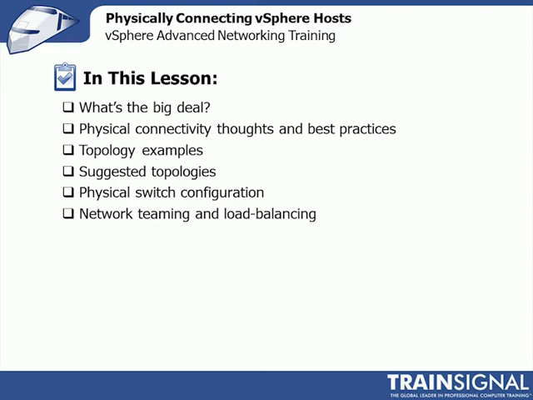Move into physical connectivity thoughts and best practices. Just some things that I see, common areas of confusion, and some best practice recommendations. Give you some topology examples, some suggested topologies, then we'll go through the physical switch configuration for how you configure those ports that connect to the vSphere host, and finally, network teaming and load balancing, which is one of those areas that usually causes some confusion and misconfiguration, so we'll spend some time there. So with that, let's go ahead and get started.